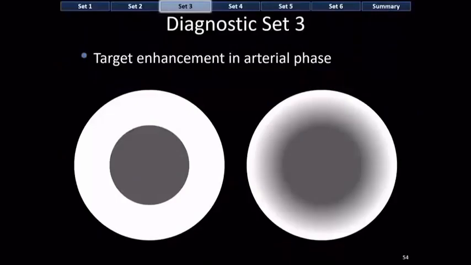That's the key point. Okay, let's now go on to diagnostic set number 3, target enhancement in the arterial phase, in which there's a thick rind of enhancement along the outer half or outer third of the mass. The inner edge of this target, the inner margin of this rim might be sharply defined as shown on the image on your left, or ill-defined and blend imperceptibly toward the nodule center as shown on the right. But this is what I mean by target enhancement, thick rind of enhancement in the arterial phase.